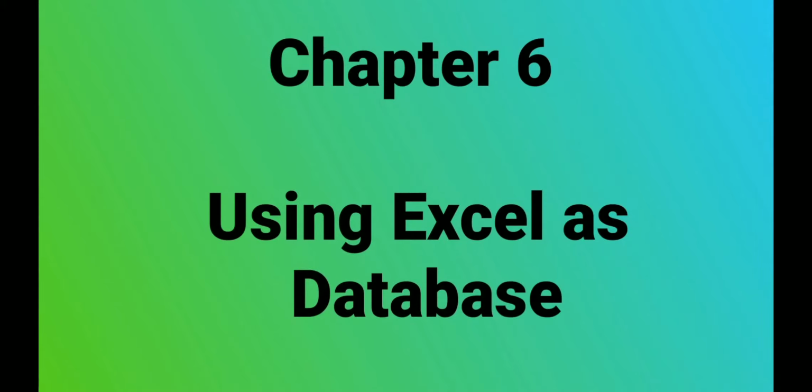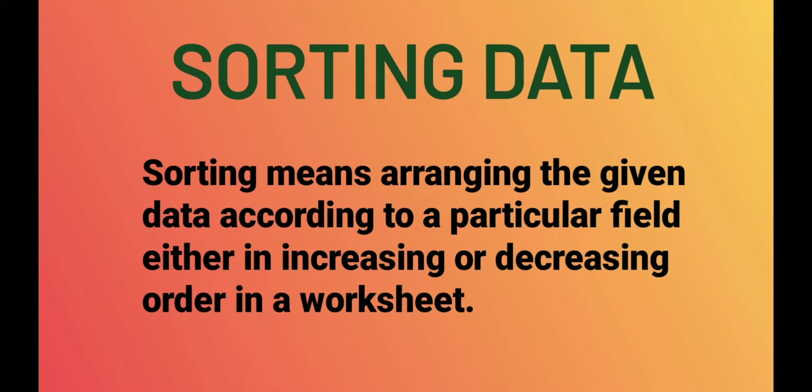Hello students, today we will continue chapter 6 using Excel as database. So in this, first we will talk about sorting data. Sorting means arranging the given data according to a particular field either in an increasing or decreasing order in a worksheet. It helps us to make our document organized and arranged.